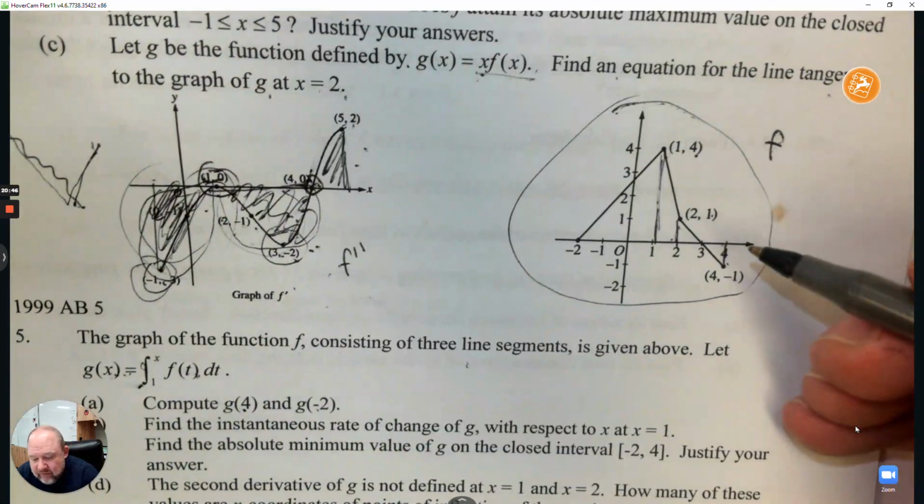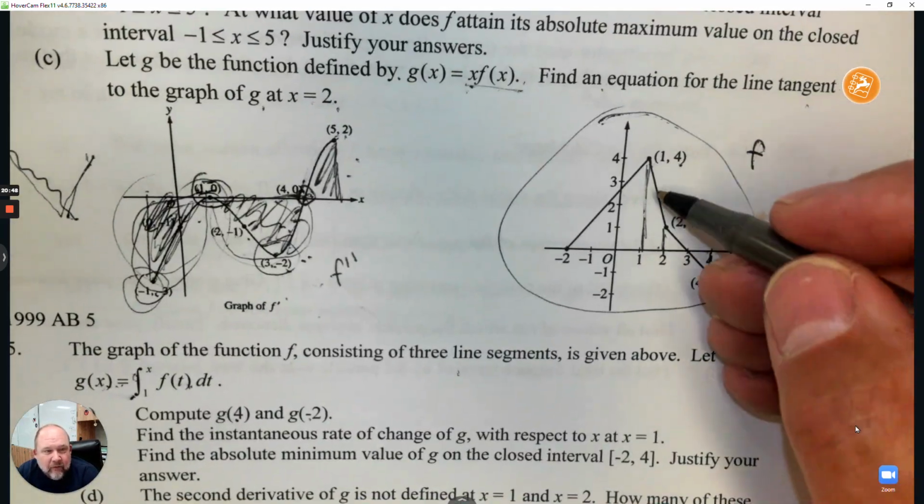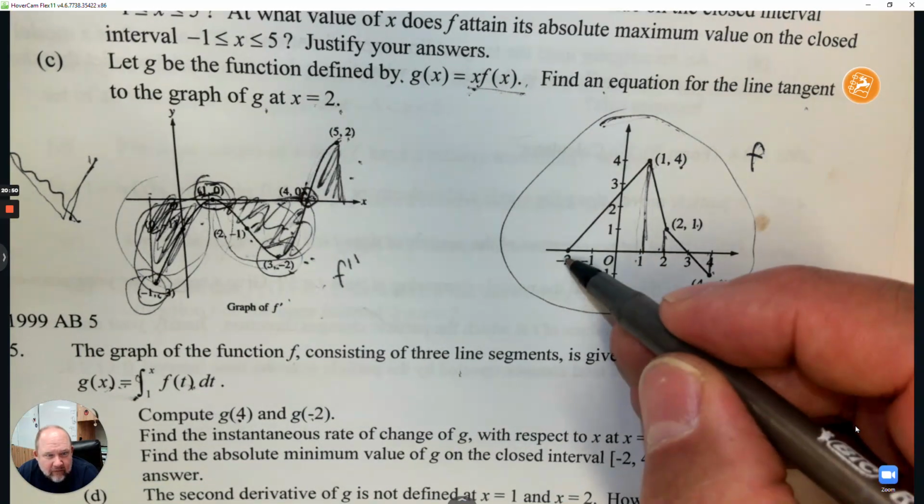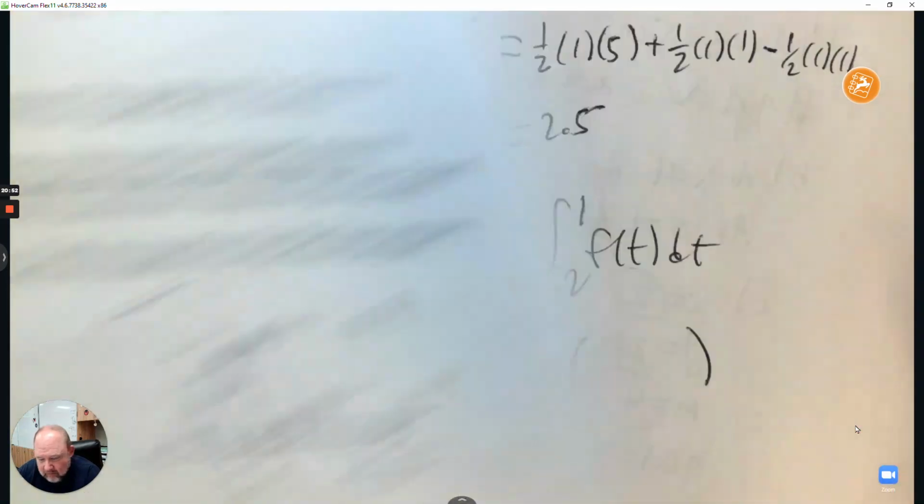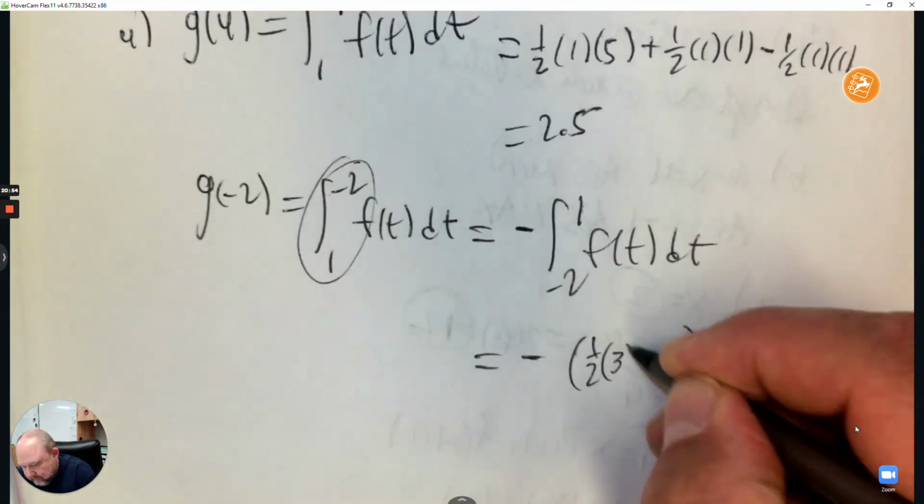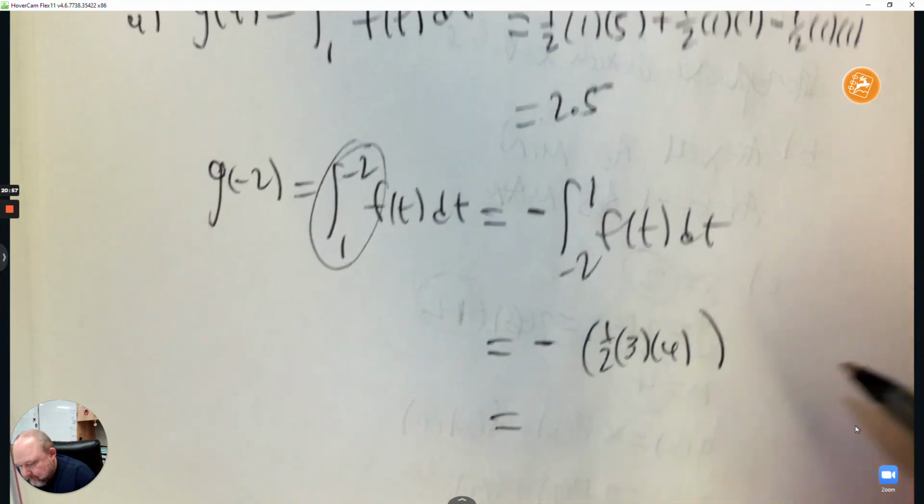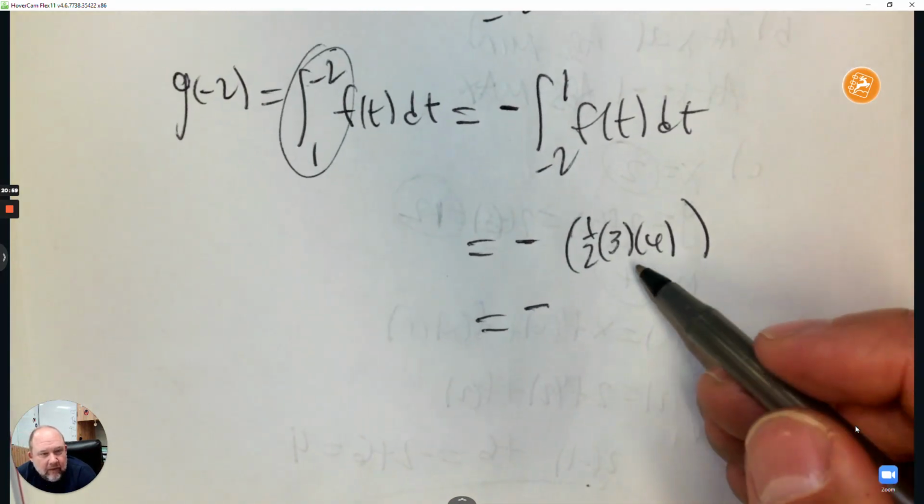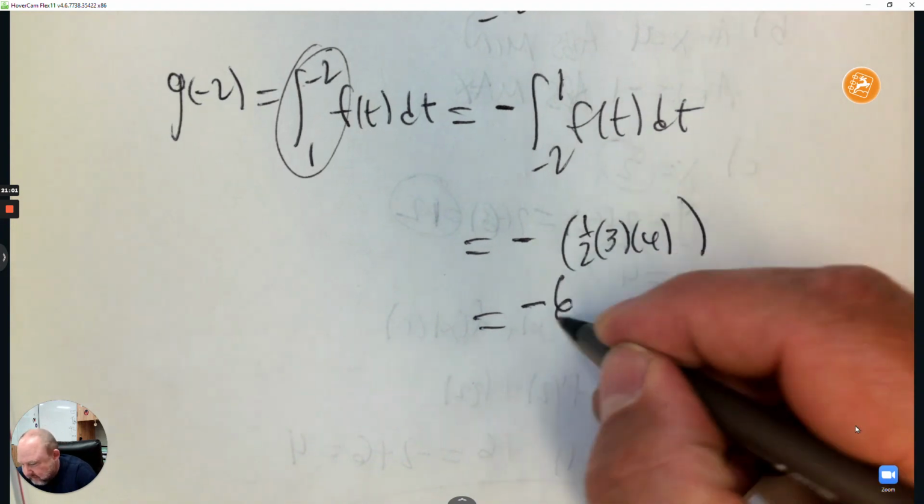All right, from -2 to 1 is just one big triangle here. So that's what? 3 and 4. So what is that? 6. So the answer is -6.